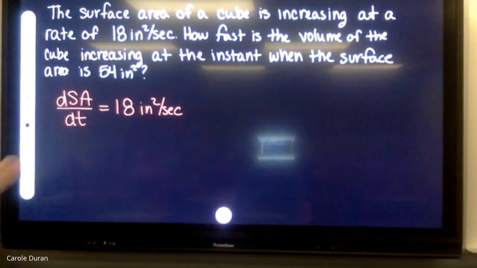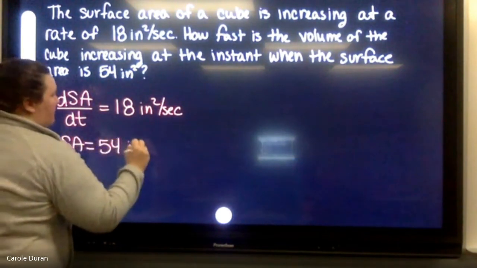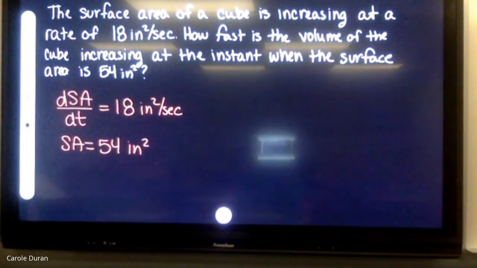I know the surface area is what? 54 inches squared. Perfect. And then what am I trying to find? The volume. So the change in the volume. So dV/dt.